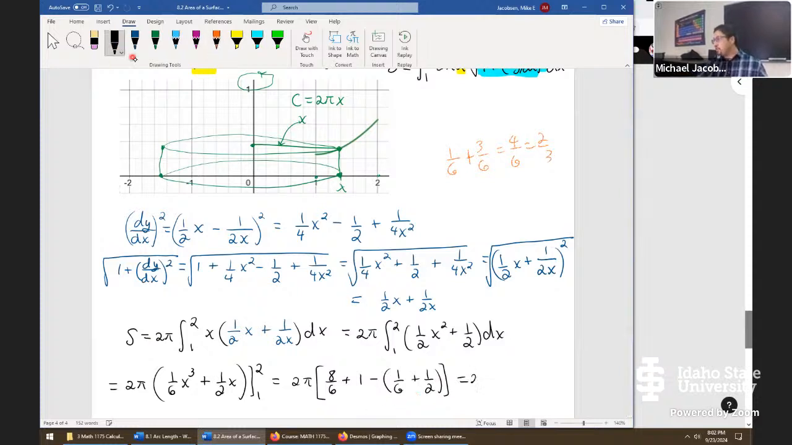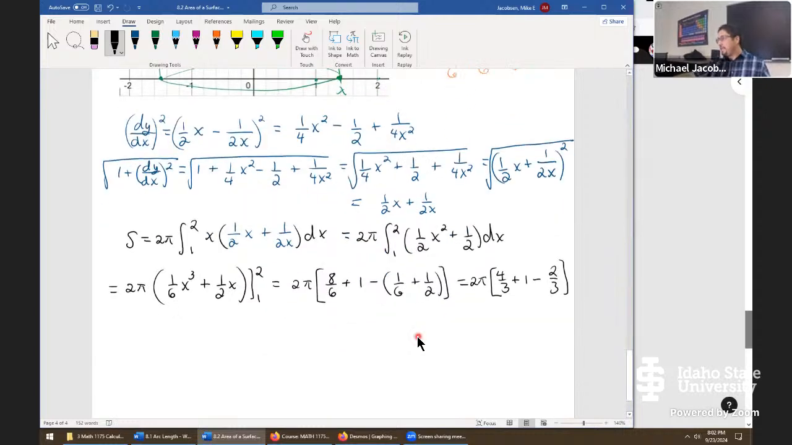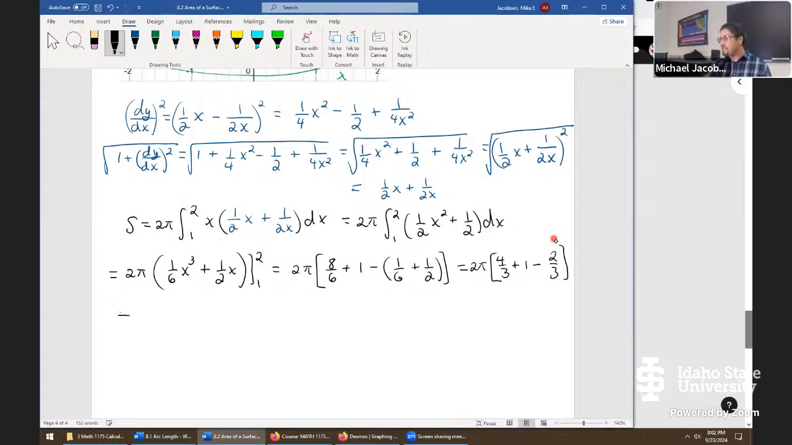So this is turning into 2 pi multiplying. We might as well reduce that down to 4/3. Plus 1 minus, that turned into 2/3. And it keeps on going. Let's see when this terminates. Next step, it's 2 pi. We have a 4/3 minus a 2/3, so it's back down to 2/3. The one we can write in as a 3/3. So it's sorting itself out. Now it's 2 pi times 5/3. Finally, that just gives us an overall quantity of 10 pi divided by 3.